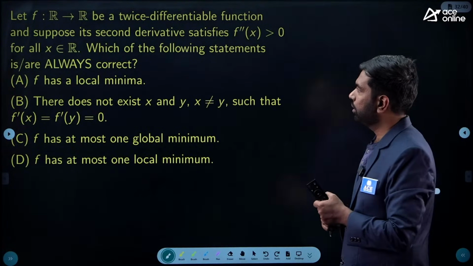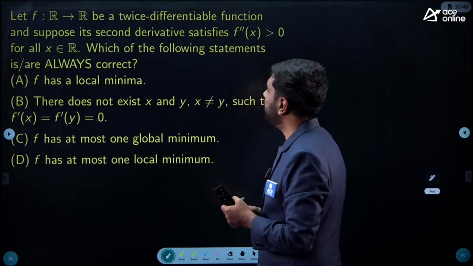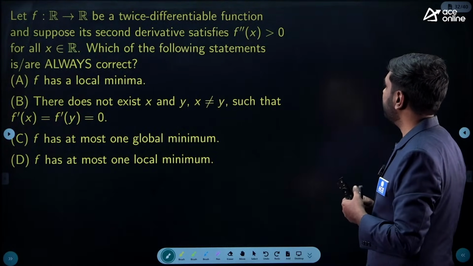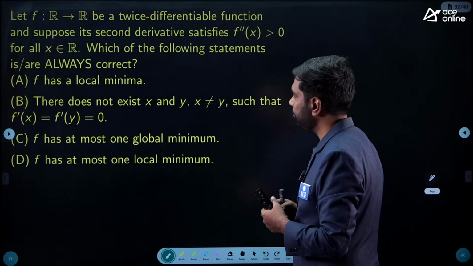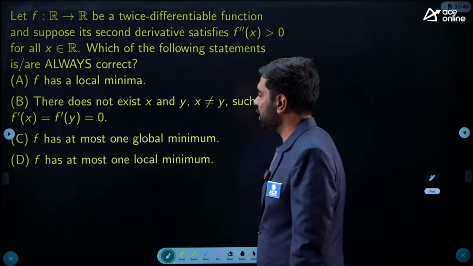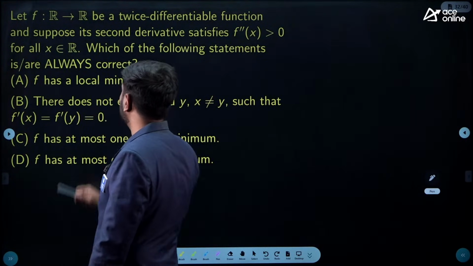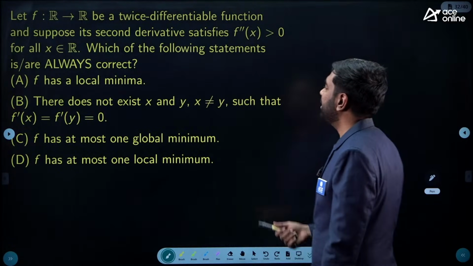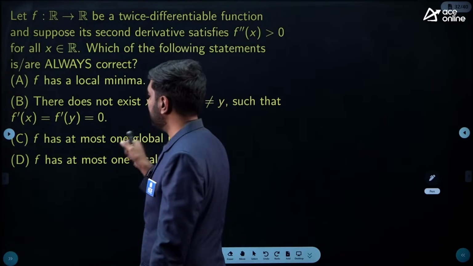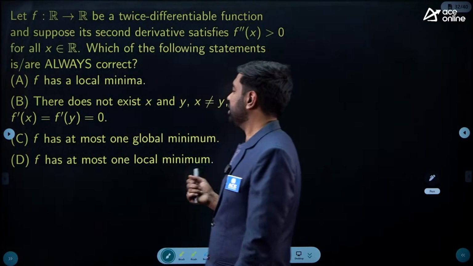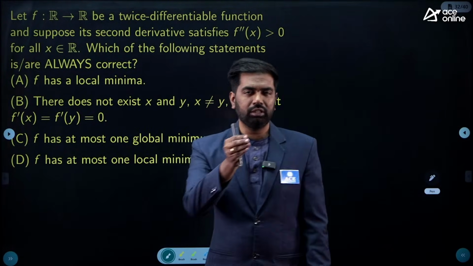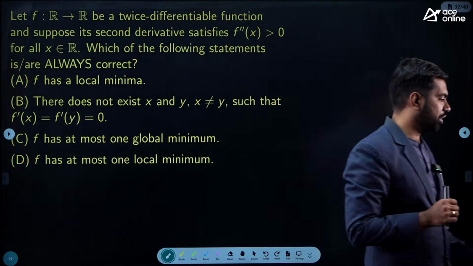Let f be a function from R to R, a twice differentiable function, and suppose its second derivative satisfies f double dash of x greater than 0 for all x belonging to R. Which one of the following statements is always correct? F has a local minima. There does not exist x and y, where x is not equal to y, such that f dash of x equals f dash of y equals 0. F has at most one global minimum. F has at most one local minimum. These are the various options. I'll give you a minute just to read and understand the question.